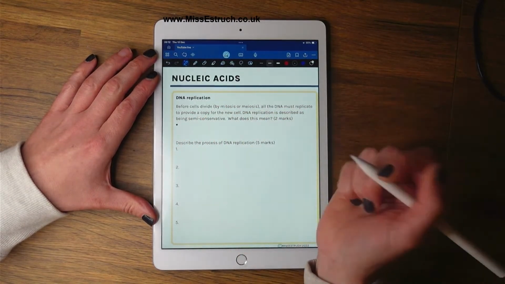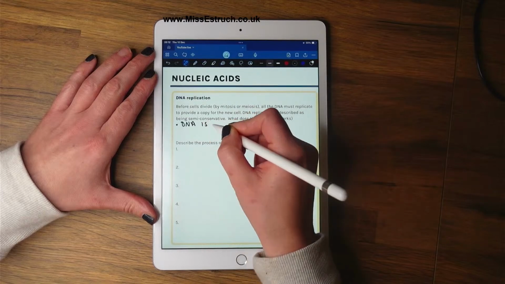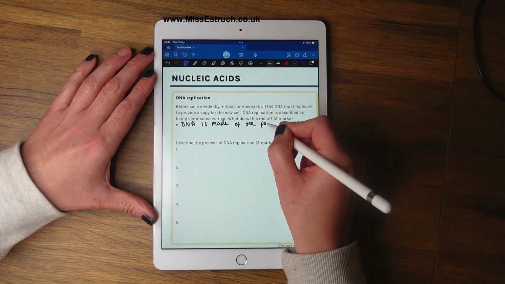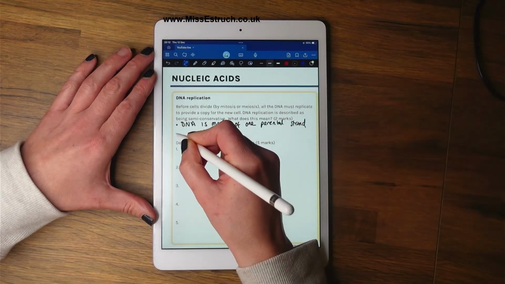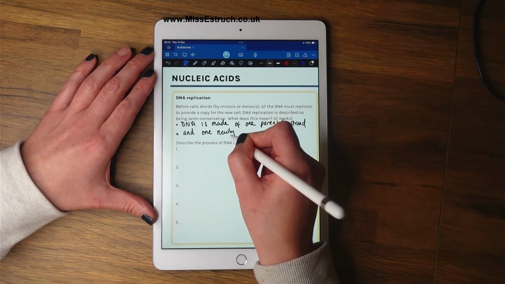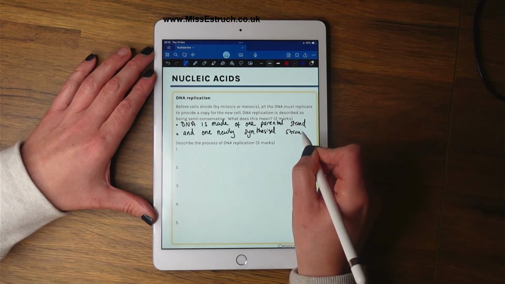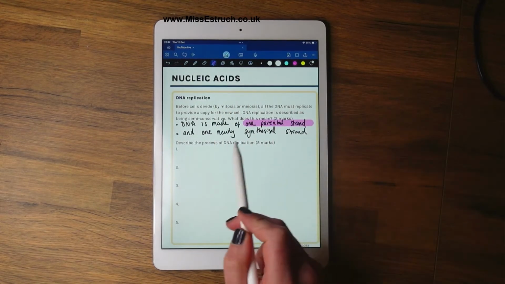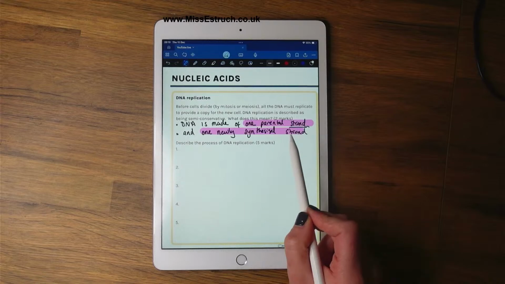So mark 1 is DNA is made of one parental strand and then the second idea is and one newly synthesized strand. And the key thing that I said was you need to say one parental strand and one newly synthesized strand, with the emphasis being on the strands.